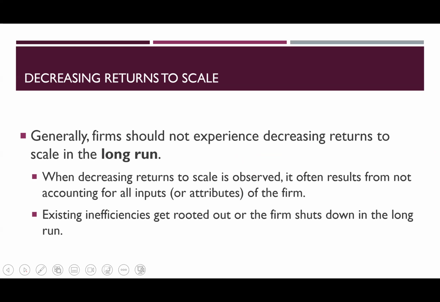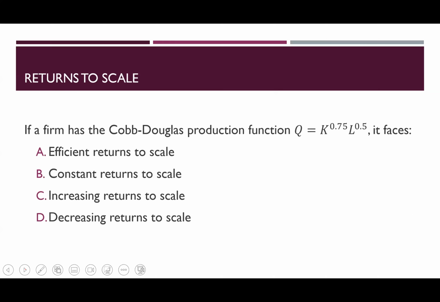Decreasing returns generally we don't see, especially in the long run. So firms shouldn't experience this because it's not efficient, right? They're going to be outcompeted and leave the market. So often we're only going to see decreasing returns in the short run, and it's often resulting from some data error. Like we haven't accounted for all inputs or attributes of the firm, and that's why our data is showing us decreasing returns to scale. We might also see that there are some existing inefficiencies that haven't been rooted out yet, and if they don't get rooted out, then the firm shuts down in the long run.